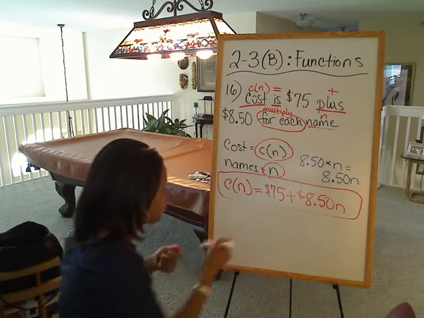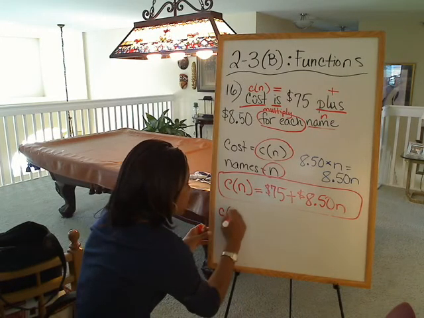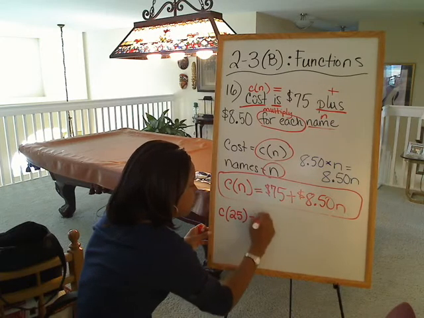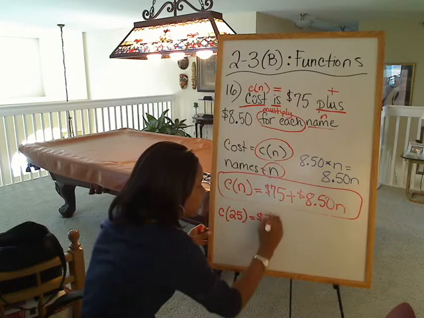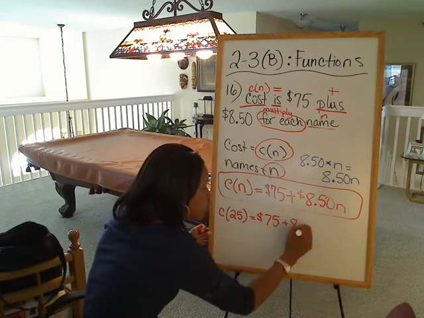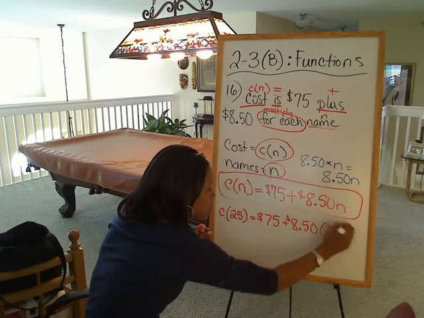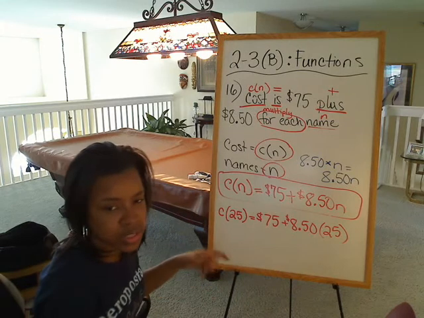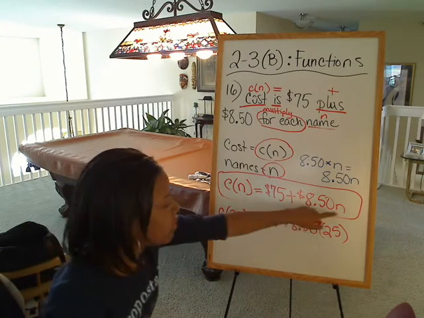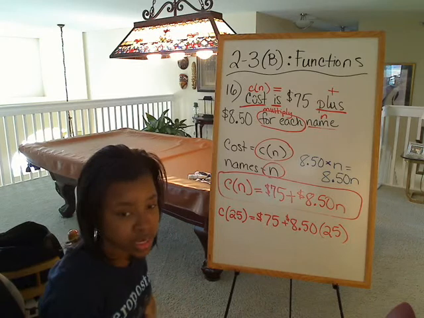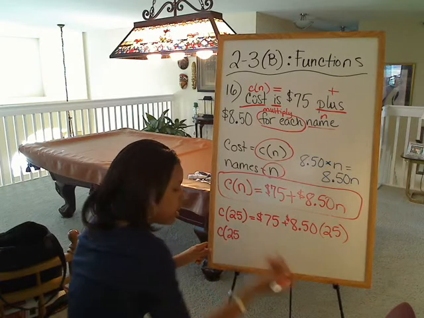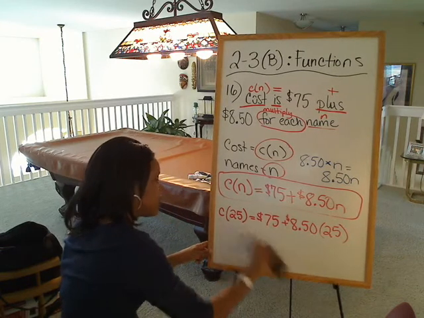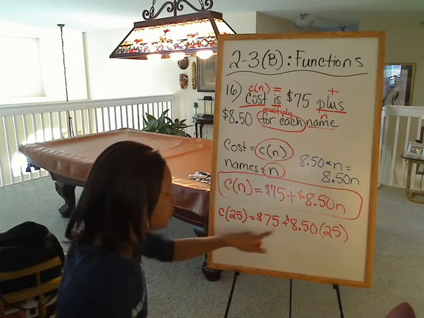So all you do, wherever you see an n, you put 25. Wherever you see an n, you put a 25 because they're asking you for 25 names. Now you just do the math. And you really don't have to write that over. Sorry if you already did. You can just do the math over here.